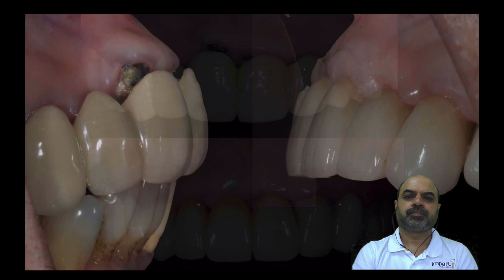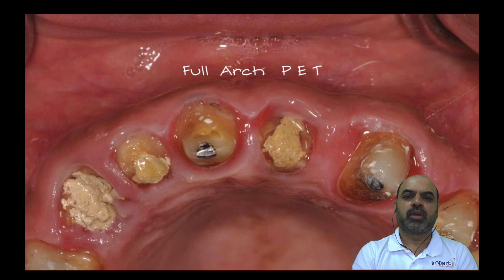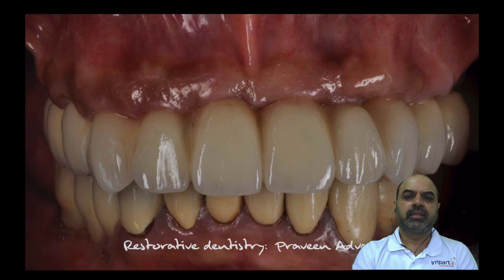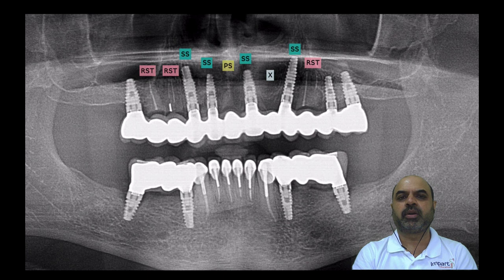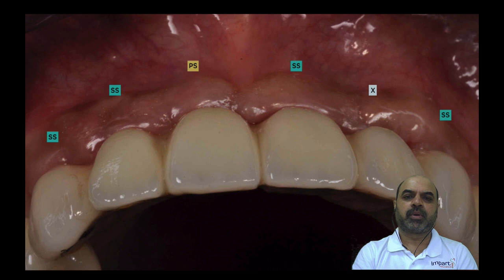Those are the views. And I would like to end up with this full arch case. Again, as you notice, following the PET principles, we are able to now treat these cases and end up very predictably with a FP1 prosthesis. Notice how you see multiple PET procedures, the root submergence, the pontic shields, the socket shields, and all in all maintaining lovely peri-implant soft tissue contours.